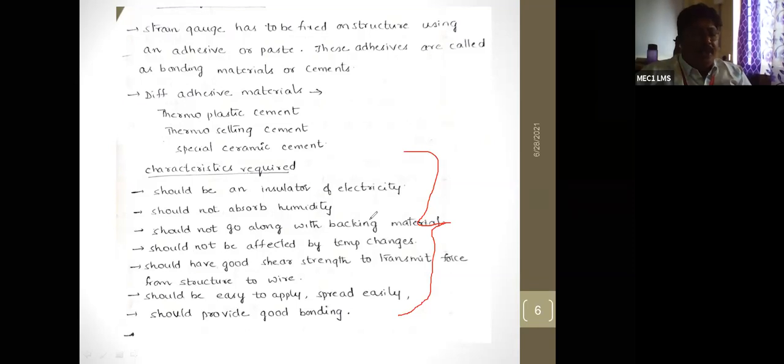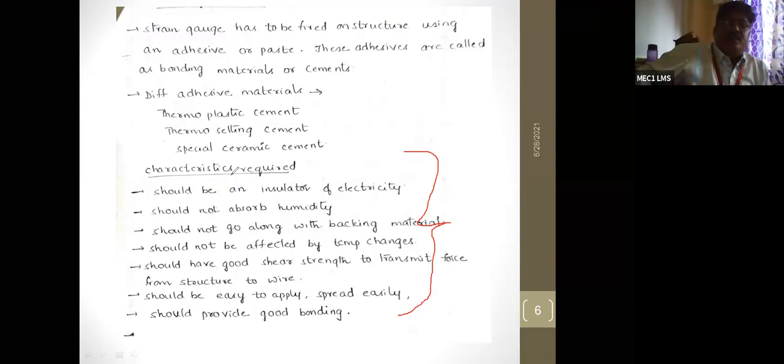The properties of the materials used in strain gauges: first is high gauge factor, high specific resistance, and good corrosion resistance.